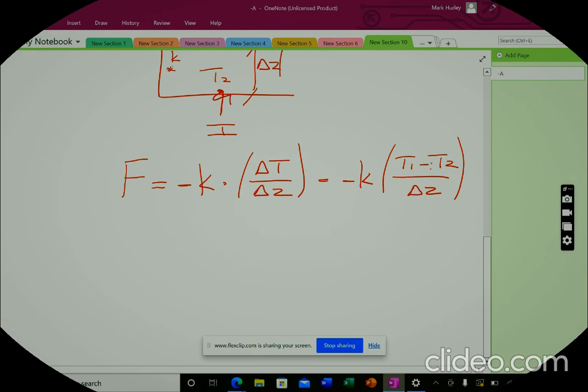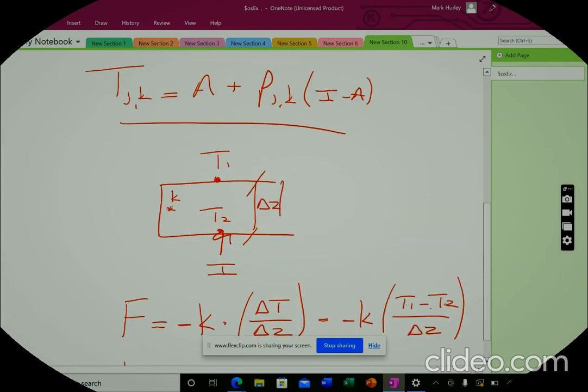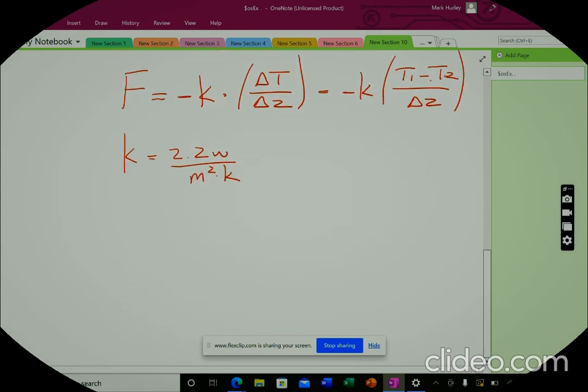If we get the temperature values using thermocouples, we can get the heat flux given that we know the thermal conductivity, which we measured with some equipment at many different points and averaged to get a K value. The thermal conductivity we found was equal to 2.2 watts per meter Kelvin. Now, using the original formula to find temperature, we can rearrange it to make a prediction, F prediction. We're going to set this equal to negative K.